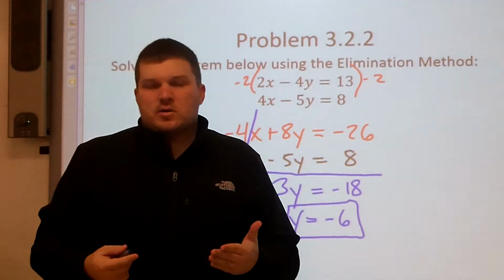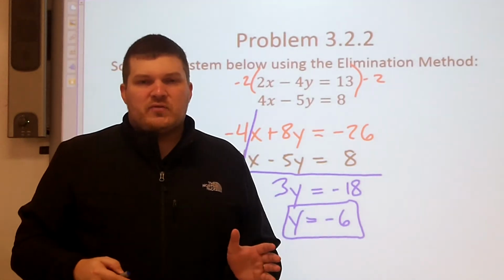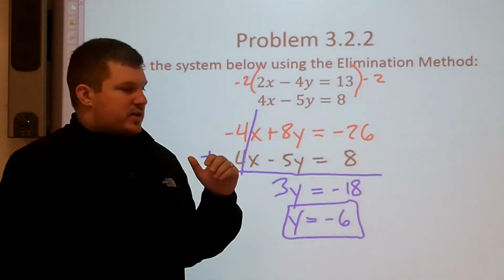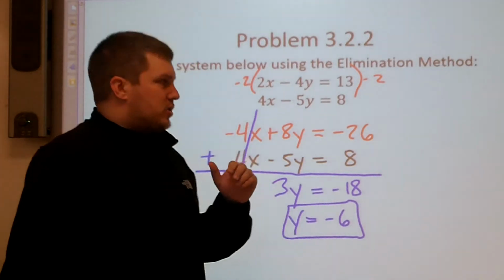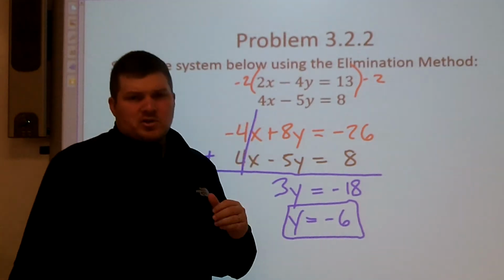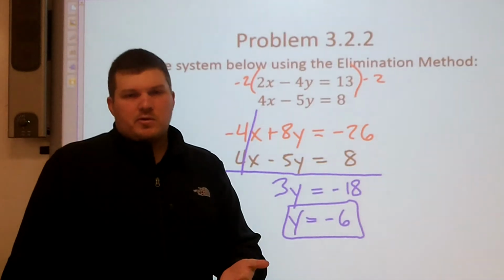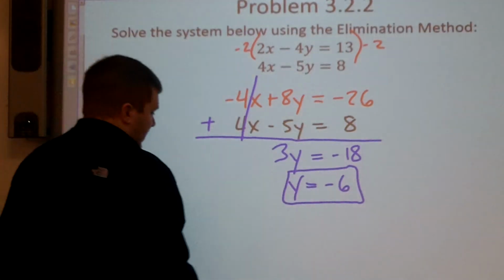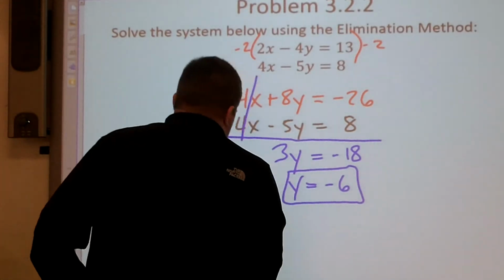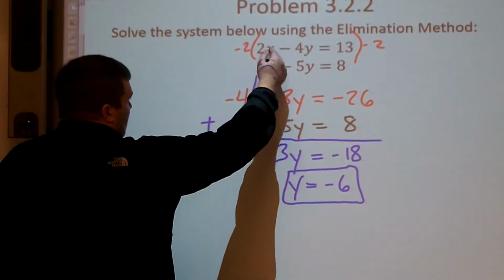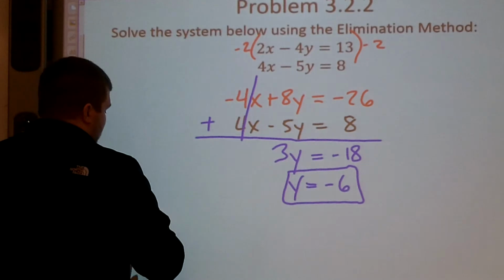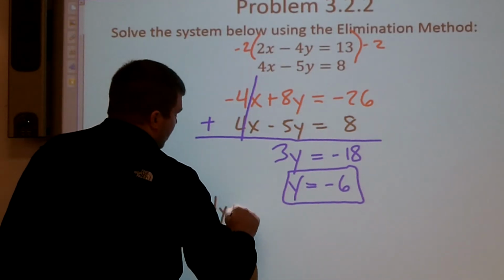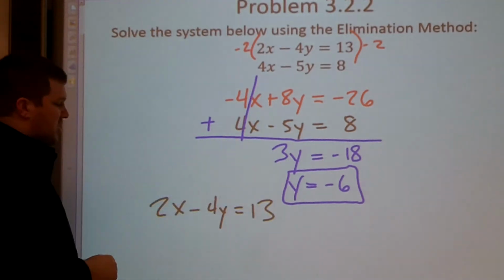Now, typically, as always, you want to make smart choices, make life easier on yourself, but there really is no smart choice here for what we have. So I'm just going to pick the top equation. Again, it works the same if you pick the bottom equation. Just plug in, do your math correctly. Be careful, don't make mistakes. Looking at my top equation, everywhere I see a y, I'm going to plug in a -6. Rewriting my top equation: 2x minus 4y equals 13. That's the equation I'm going to be using.